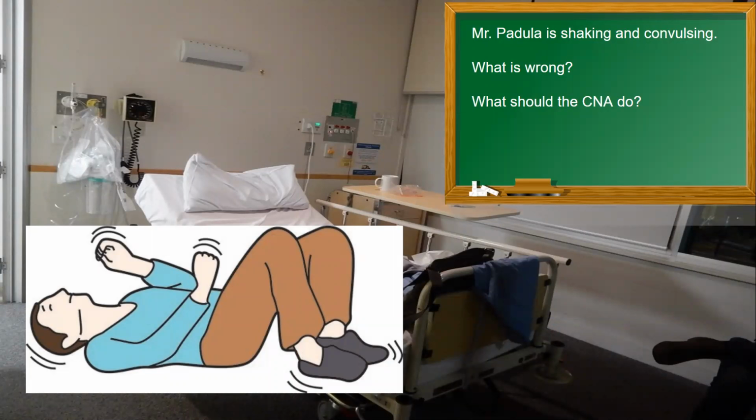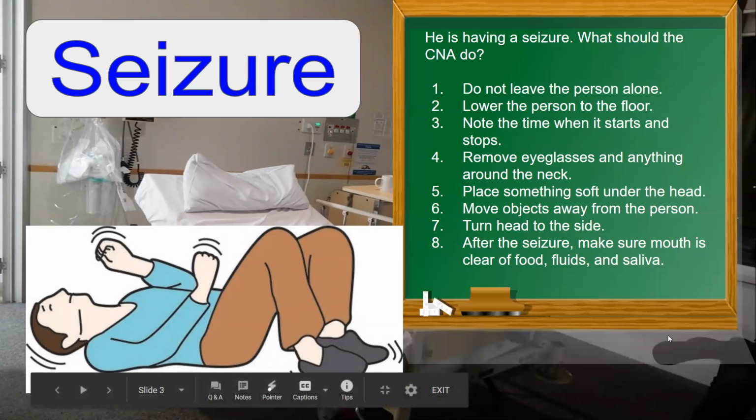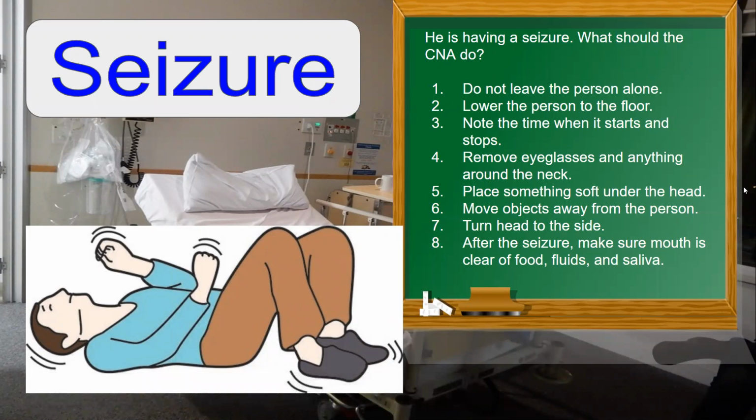Mr. Padula is shaking and convulsing. What is wrong? What should the CNA do? He is having a seizure. What should the CNA do? Number 1, do not leave the person alone. 2, lower the person to the floor. 3, note the time when it starts and stops.